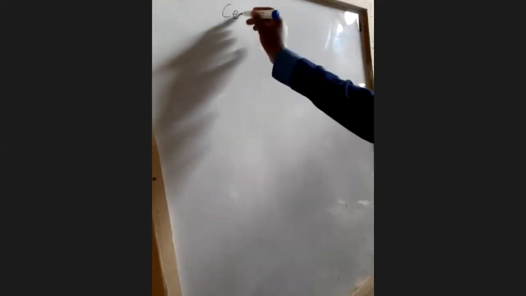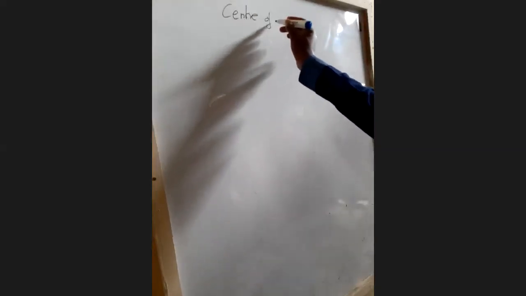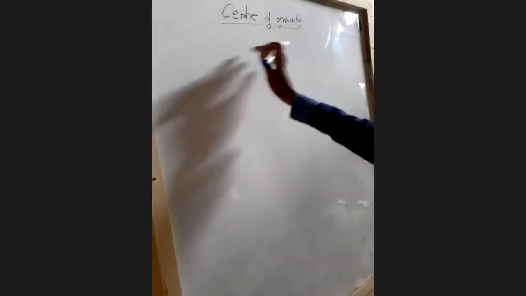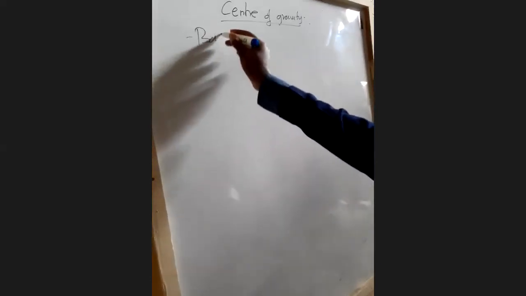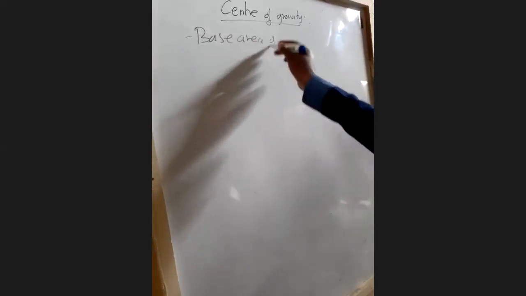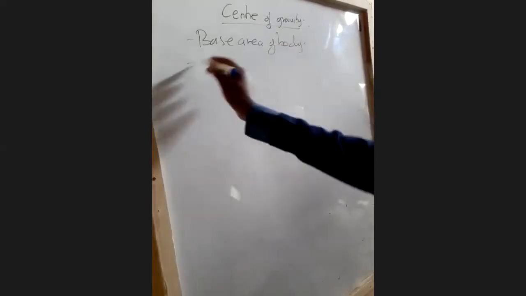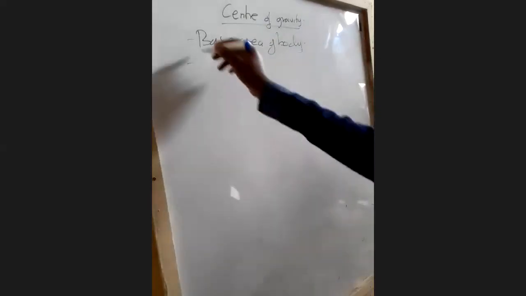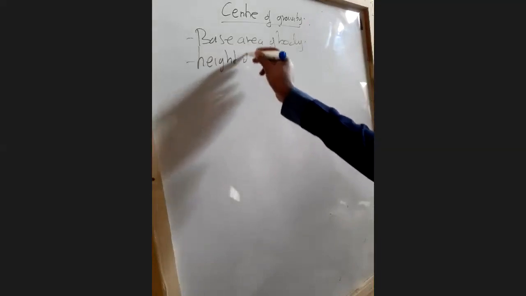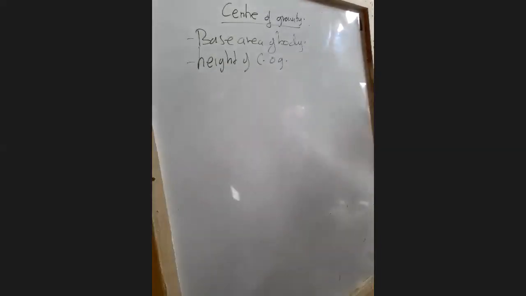Now, we know COG, or the center of gravity, determines the stability of a body. A body is going to be more stable depending on its COG. And the two factors that determine this are, first, the base area of the body, and second, the height of the COG, or its position from the ground.